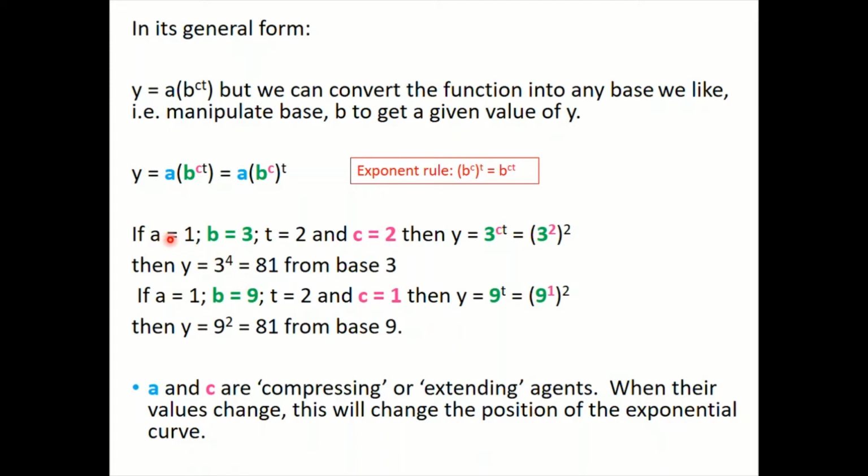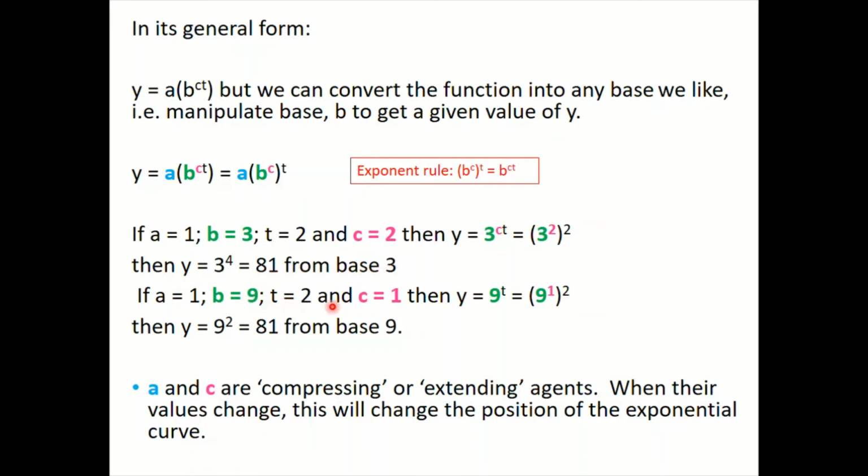So if we take these values for a, b, t, and c and plug them into our exponential function, we will end up with y equals 3 to the power of c times t, which we can also rewrite as follows. c is 2 and t is 2. Because of our rule that we discussed above, we know that we would multiply 2 by 2. We would have y equal to 3 raised to the power of 4, which is 81. So we're getting a value for y of 81 from a base of 3.